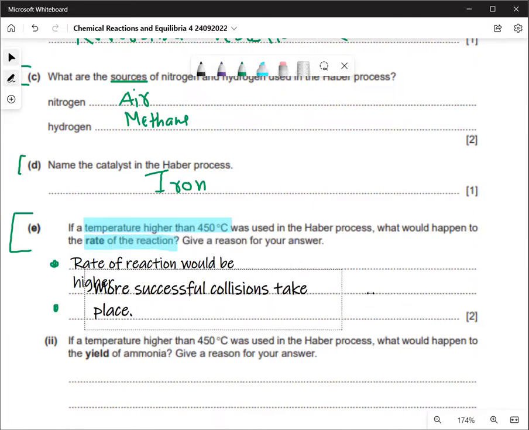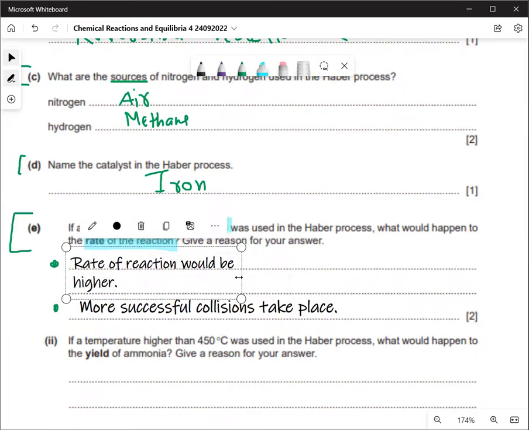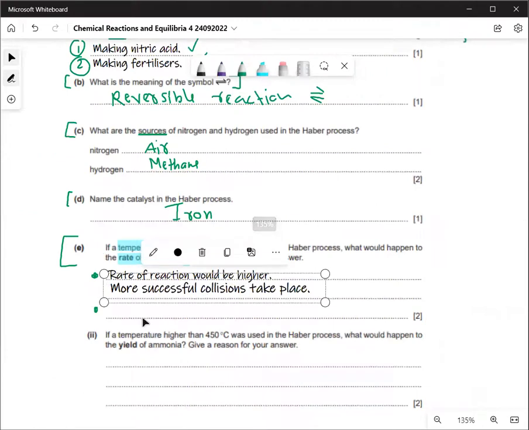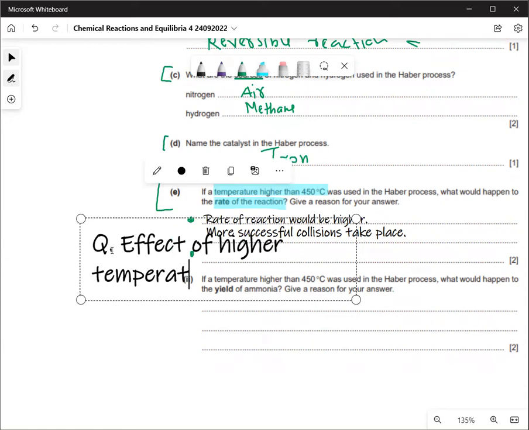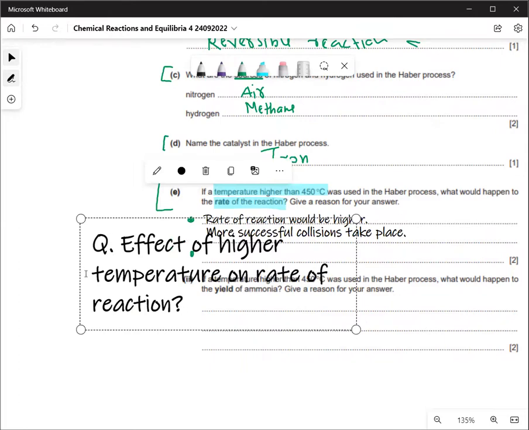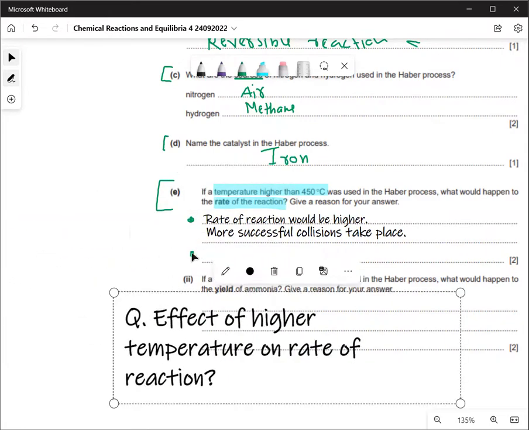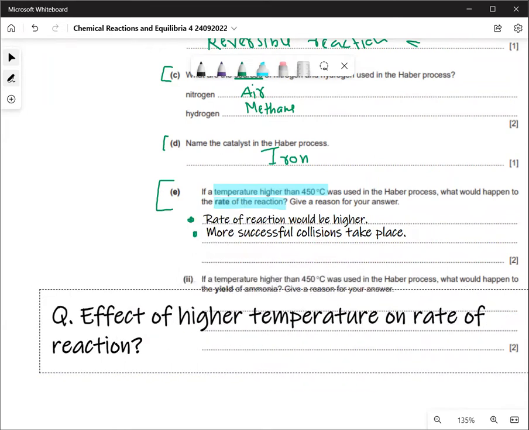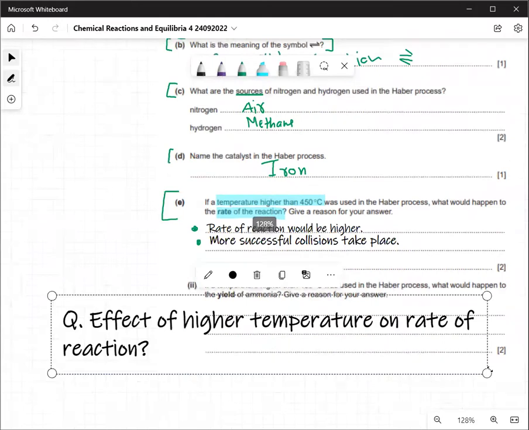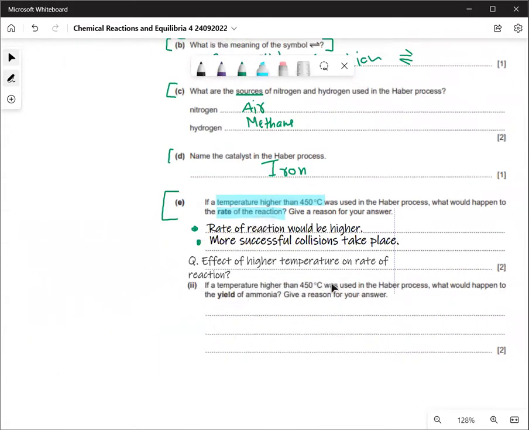Now please write this down. I'll tell you what to write down. Just a second. The question is: effect of higher temperature on rate of reaction. Now write this in your notebook and write the answer. These 2 points. Tell me when you're done writing.